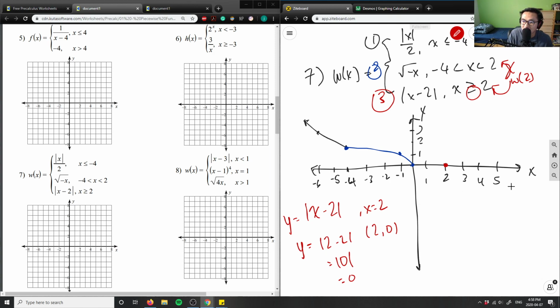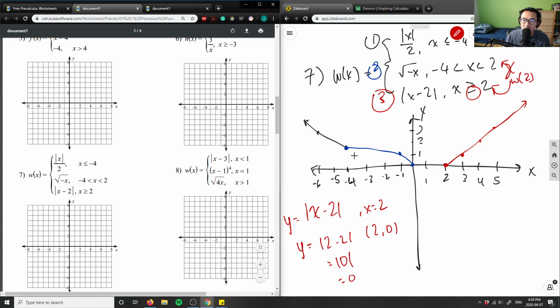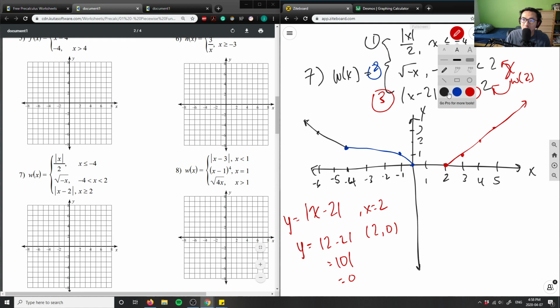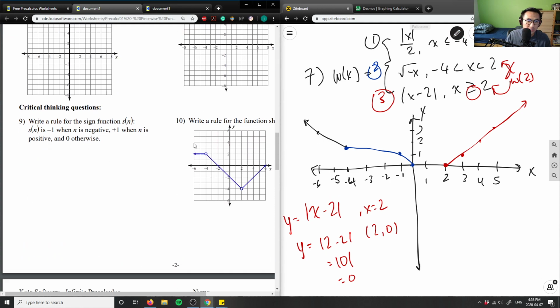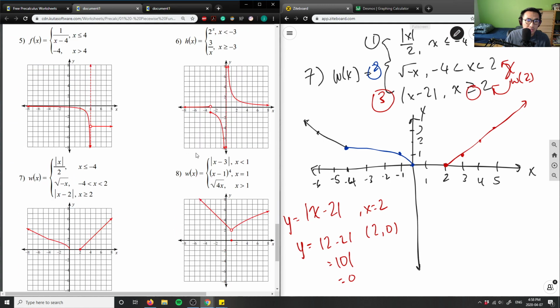So I can say that this next point here is 3, and then 3 and 3, 1. The next one here would be 4, 2. The next one is 5, 3, and so on and so forth. So I'm going to have a line that goes like this. So let's check my answers here. And again, I have a little gap here, right? So let me check my answer to see if I got this right.